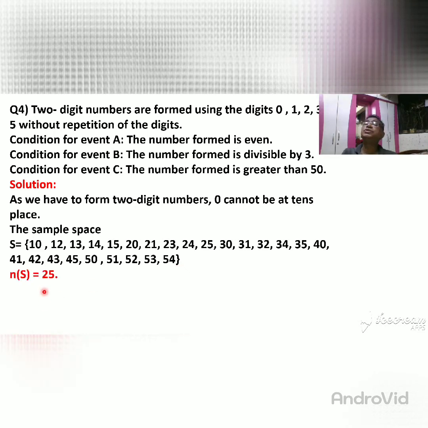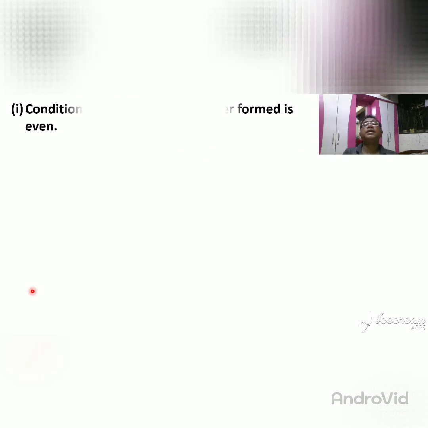So see, the number is 25. So the number of x is equal to 25. So here we can write the sample space. Afterwards we can write the events. So which are the events? We write the events. So the condition for event A: the number formed is even.